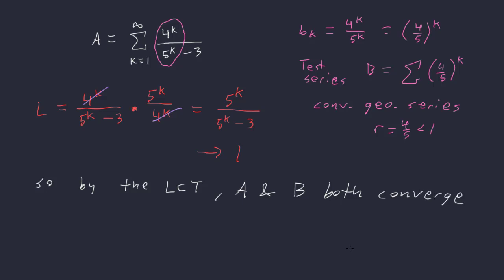All right, now if you want to see a little more detail here, if you were to use L'Hopital's rule, the derivative of 5 to the k would be ln 5 times 5 to the k. And then you'd get, on the bottom, ln 5 times 5 to the k. The minus 3 would go to 0, and all of this would cancel out to be 1. Okay, so there you go.